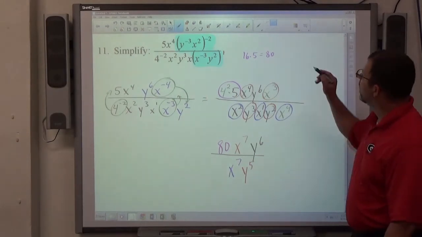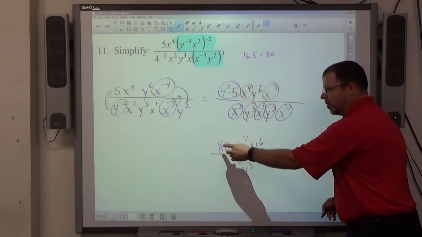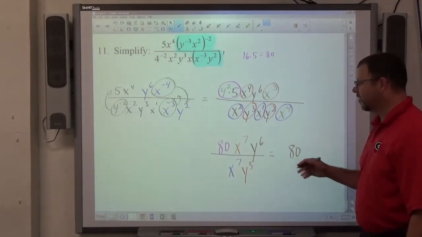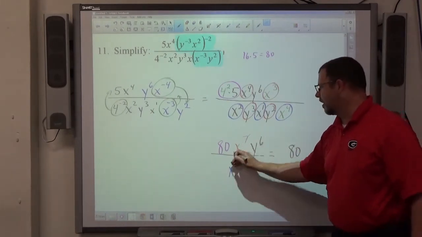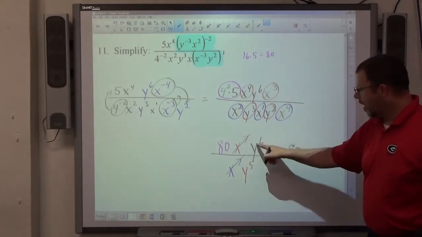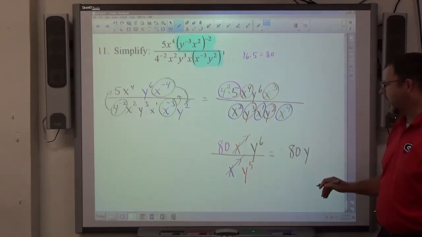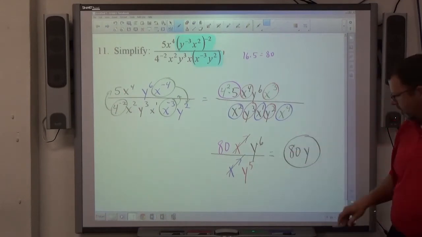Final step, division. This is the point where I reduce the fractions. If I have a number on top and bottom, I reduce the fraction. Obviously 80 doesn't reduce, so it stays 80 on top. X to the 7th and x to the 7th are exactly the same, so they actually cancel out. Y to the 6th and y to the 5th are not exactly the same. Y is bigger on top, so it belongs on top with 80. 6 minus 5 is 1. 80y is the best answer to that problem.